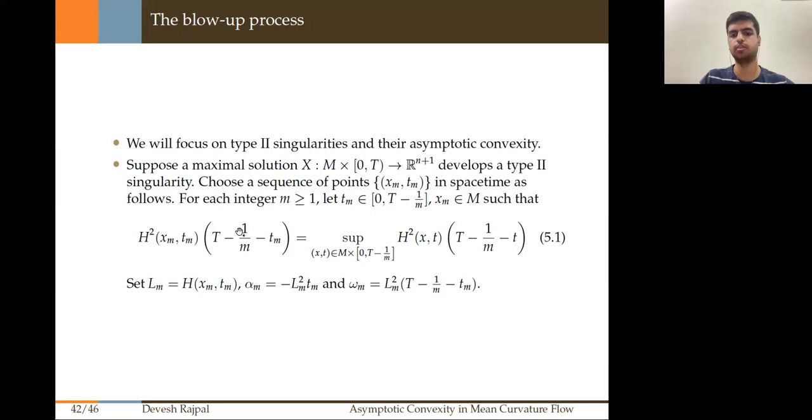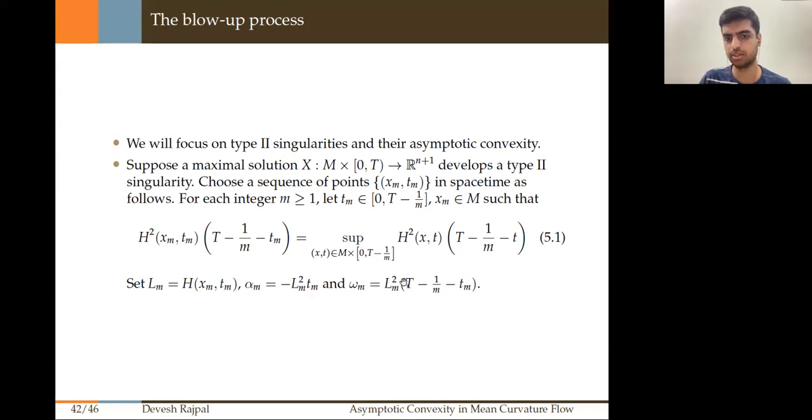Also, as m goes to infinity, this sequence approaches the maximal time. So as the singularity approaches, we are taking space-time points where H² multiplied by the time difference is at its supremum. And for now, let us label some points. So L_m is the mean curvature at this space-time point, and α_m is the negative of the mean curvature squared multiplied by t_m.